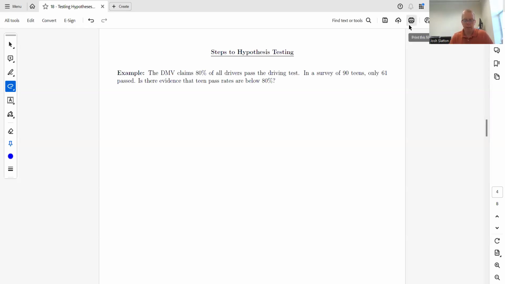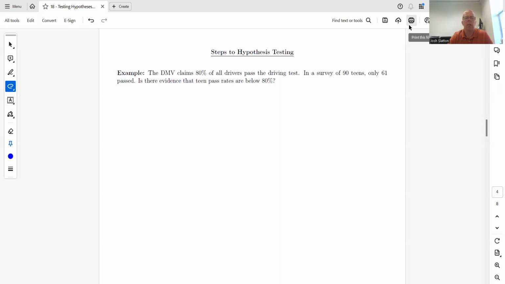All right, so let's look at an example of how to do this hypothesis testing, and this will be just from start to finish, step by step. This is not super complicated, and I think if you follow these steps, then it is actually very easy. So we're on page 4 in the chapter 18 notes.